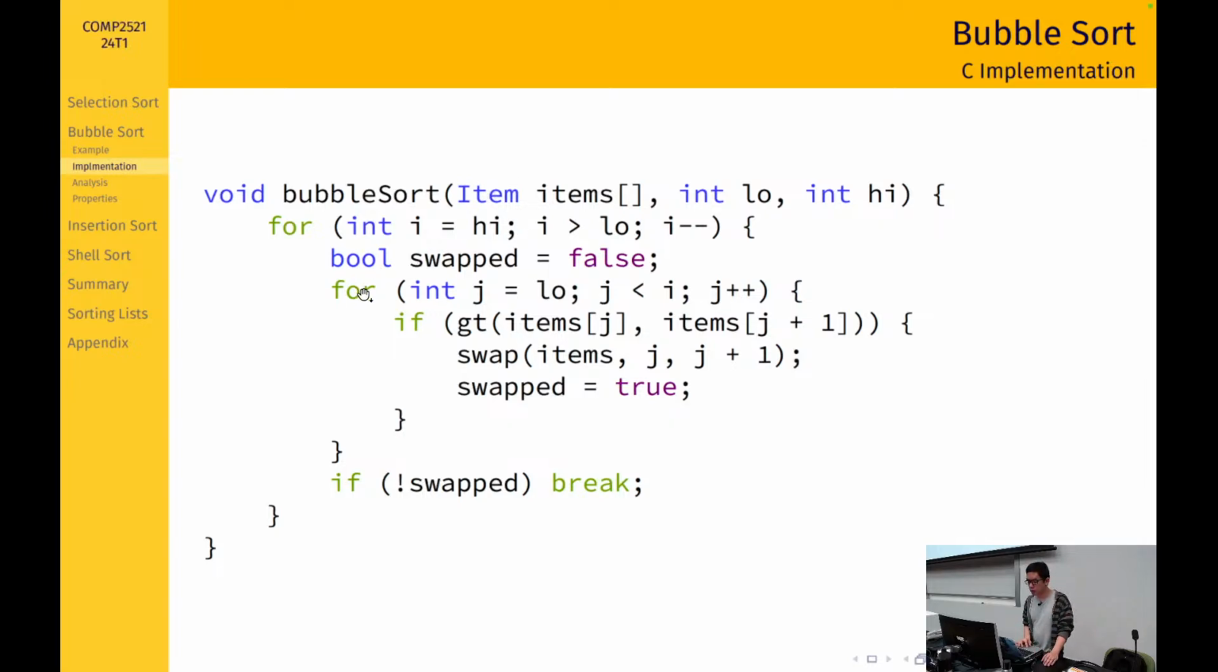During the pass, we compare adjacent elements, items j and items j plus 1. If items j is greater than items j plus 1, which means the item on the left is greater than the item on the right, that means they're out of order, so we swap them. And at the end of the pass, if we haven't made any swaps, then we break out of the loop, and we're done. Okay, so that's the implementation.